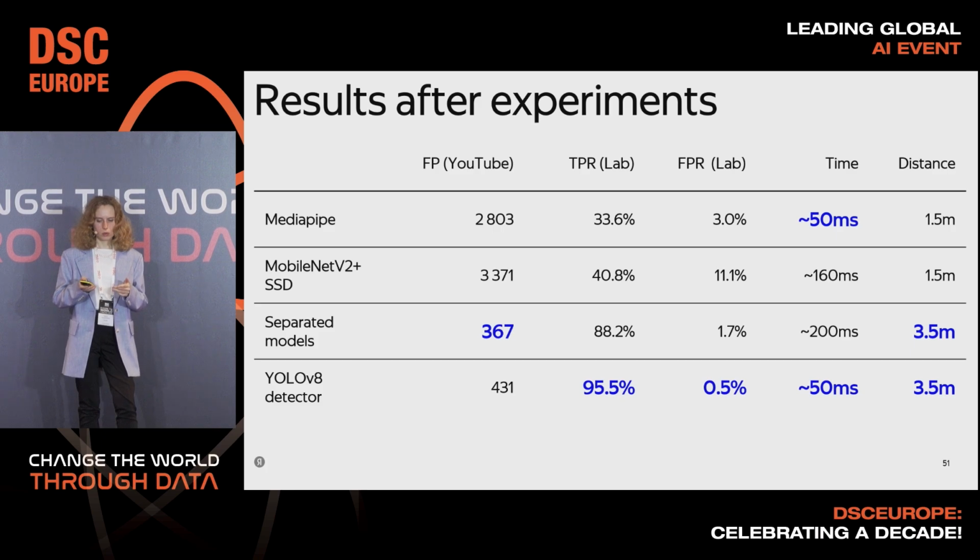And so we achieved better results than Google MediaPipe in all the metrics. So we produced fewer false positives on YouTube videos. We had a bigger true positive rate and a lower false positive rate than the MediaPipe model. We were as fast as it, and also our distance was even more than the target. Our target was 3 meters, and we got 3.5 meters, so it was actually winning.